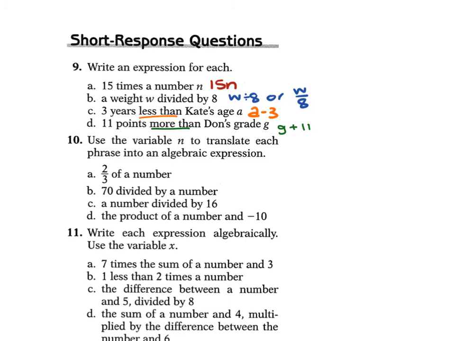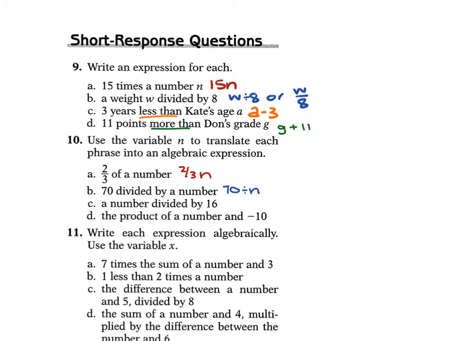For 10, it tells us to use the variable n to translate each phrase into an algebraic expression. So A says 2/3 of a number. So that's 2/3 n. B says 70 divided by a number. So that's 70 divided by n, or 70 over n. C is a number divided by 16, so n divided by 16, or n over 16.